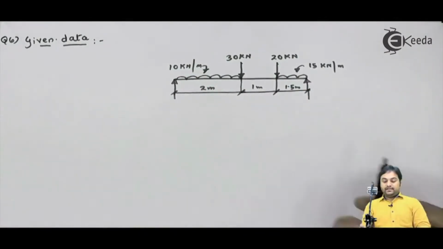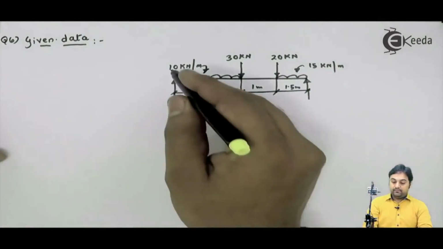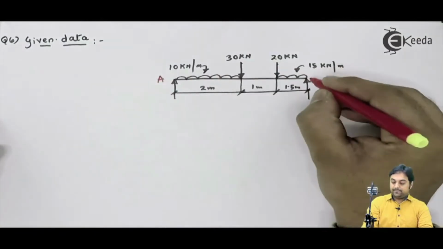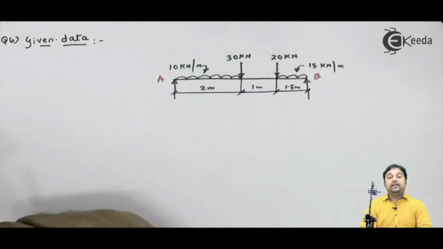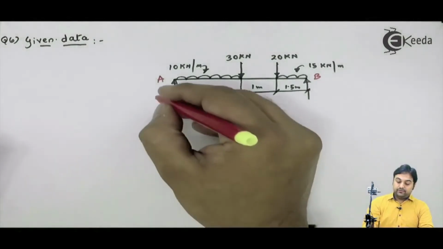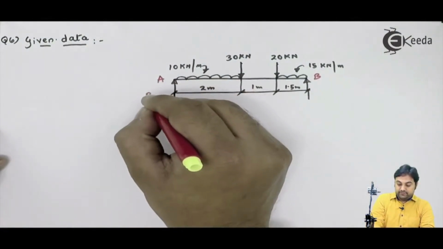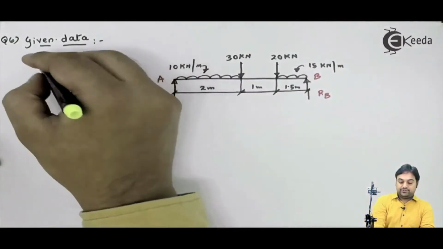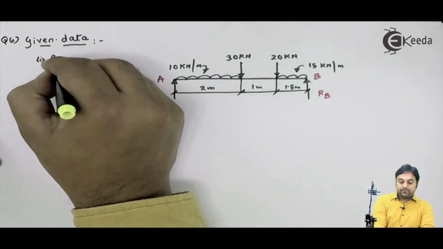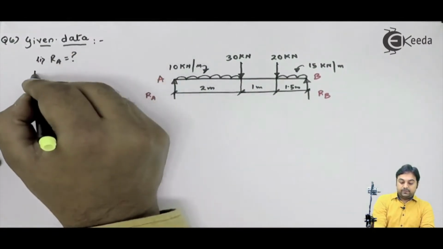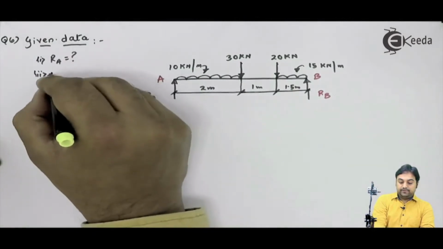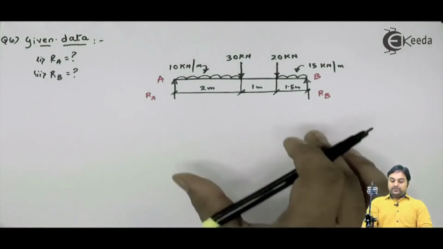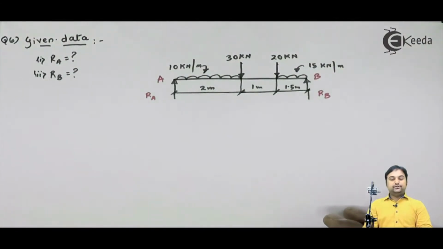Now, this is the diagram of the beam which is given. I will give the name to the beam. Here I'll call it as A and B. Means here we have beam AB and we have to calculate the reactions at the supports. So I'll call this as RA and RB. And these are my questions. That is, I have to calculate what is the reaction at A and what is the reaction at B. With the data given, we can easily start the solution for this problem.